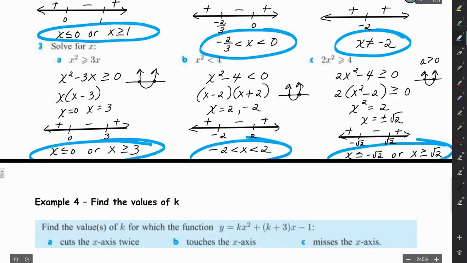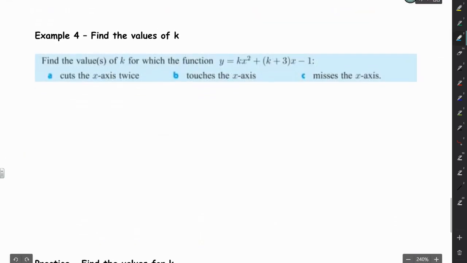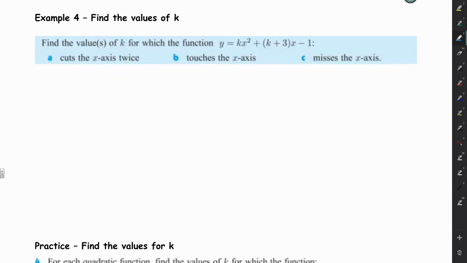Moving on to the next page, example 4. This is a question formatted the way IB loves to format questions, so this is a really great question. Find the values of k for which the function either cuts the x-axis twice, touches it just once, or misses the x-axis altogether. So let's draw out these scenarios.